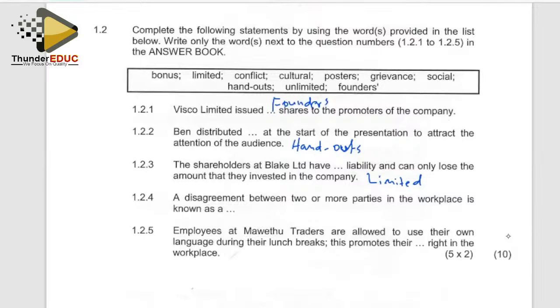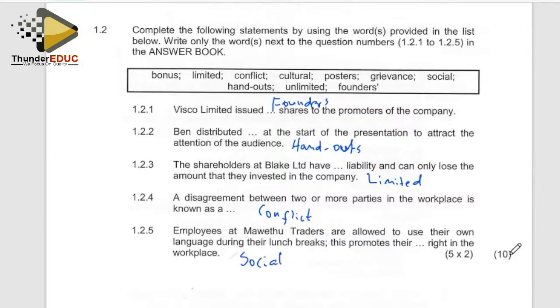Okay, right. So now let's check 1.2.4. A disagreement between 2 or more parties in the workplace is known as DASH. So now this is nothing but conflict. Okay, right. So now let's move on to 1.2.5. Employees at Mawetu Traders are allowed to use their own language during their lunch breaks. So this promotes the DASH right in the workplace. So now this is nothing but social.